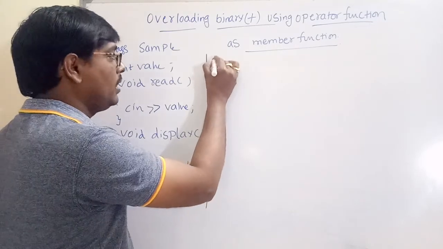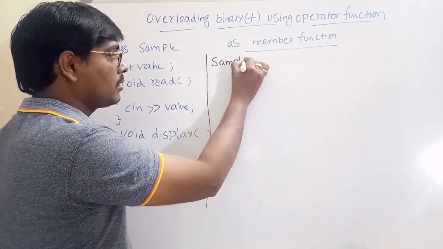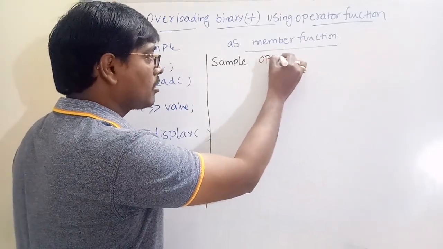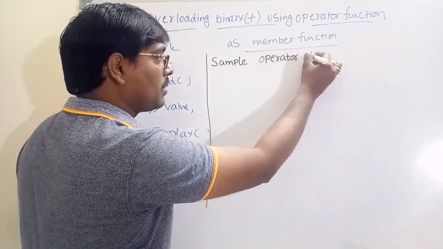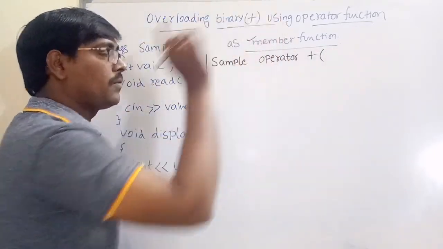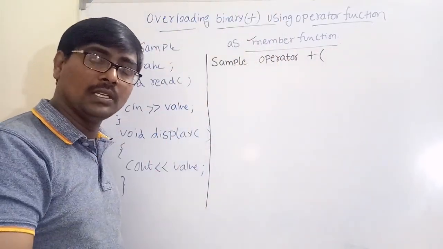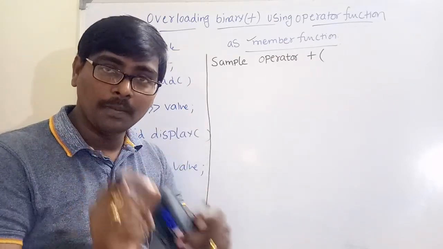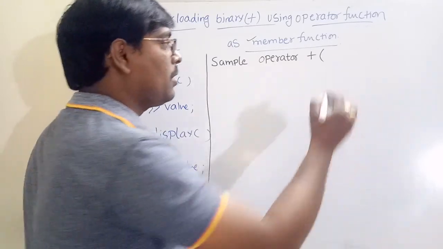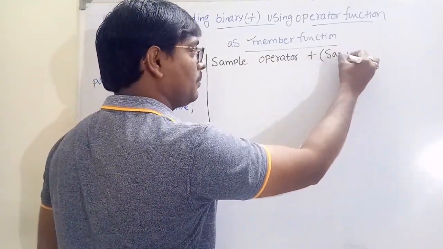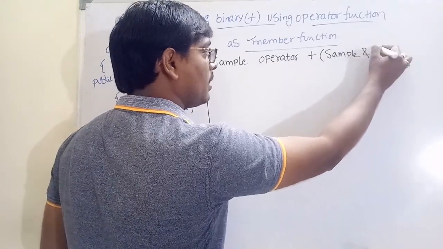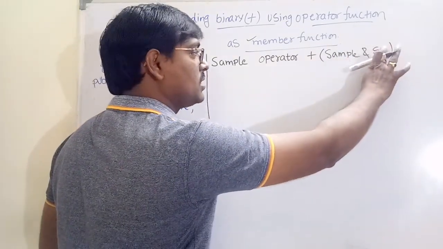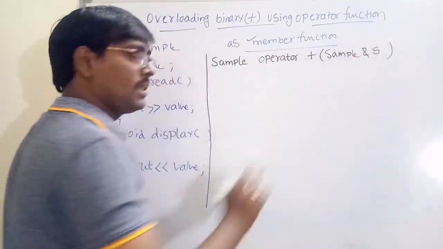Remember this point. Sample, and the operator, the symbol is plus, and it is a member function. How many arguments does it take? It takes one argument. Obviously the argument is of type object. So sample s2. Here the name is completely your wish. Suppose we simply use s, sample s.